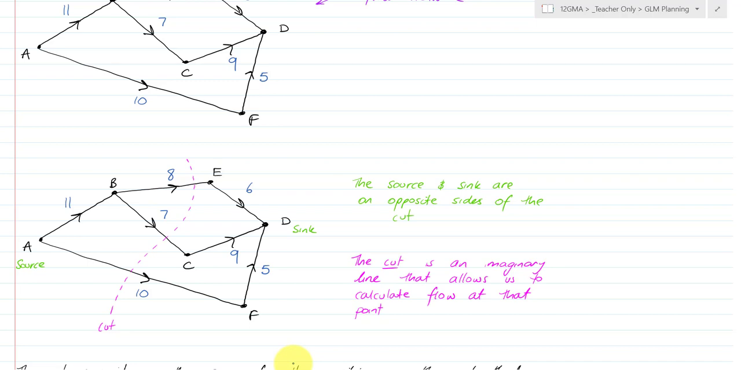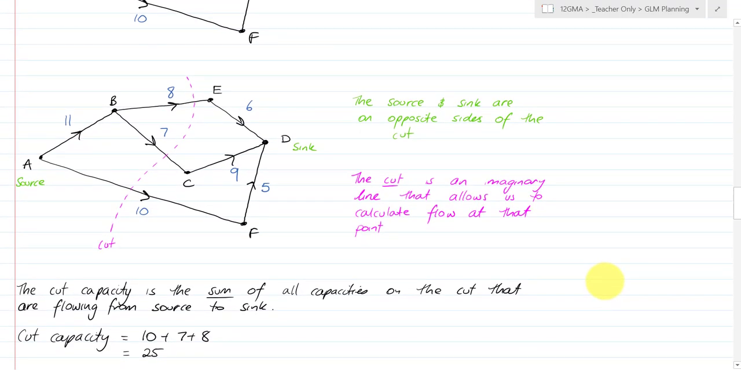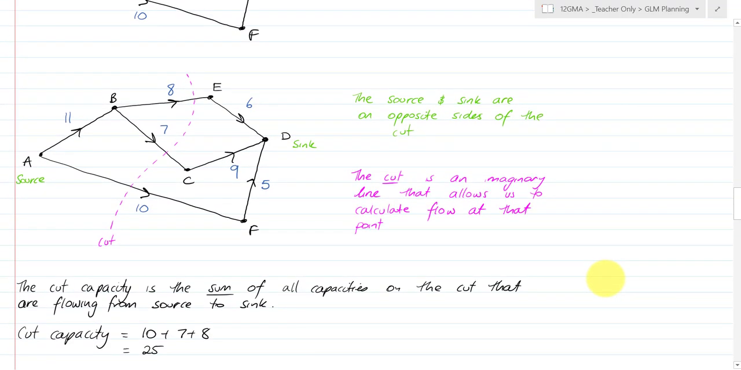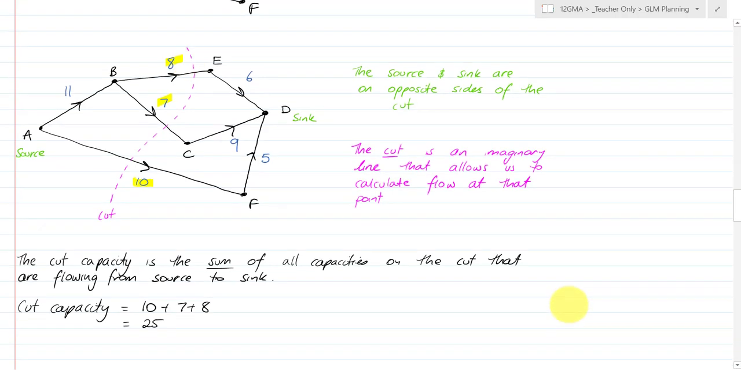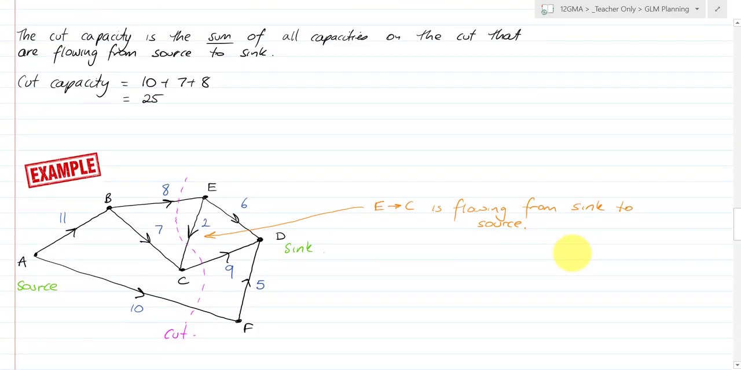So here's that cut as the imaginary line, and I've introduced one, but there are many different cuts that can be introduced. The cut capacity is the sum of all the capacities on the cut that are flowing from the source to the sink. So the cut capacity here is 10 plus 7 plus 8, because this goes through each of those edges, the 10, the 7 and the 8 flow edges. So there's a definition of cut capacity, and there is a flow network.